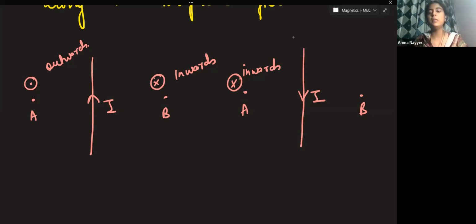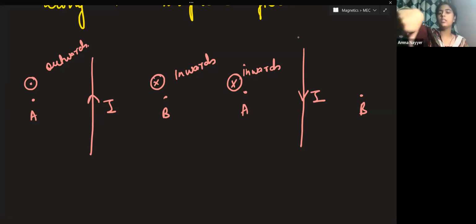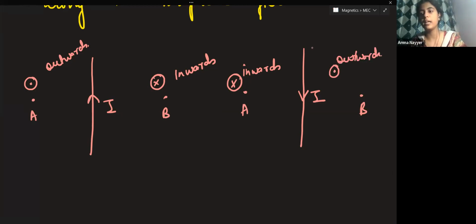And see, for this B point, this is the downwards direction that current is flowing. My point is over here, B point. My fingers are pointing towards me, away from you people, means away from the screen. So this shows that it is outwards. And for outwards, we show it by a dot.